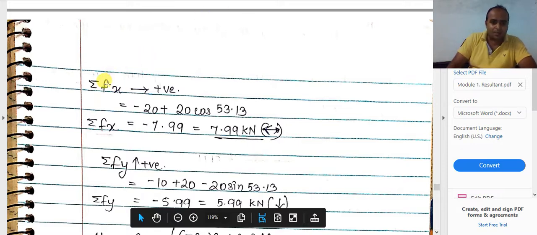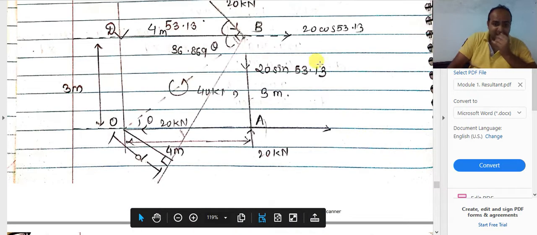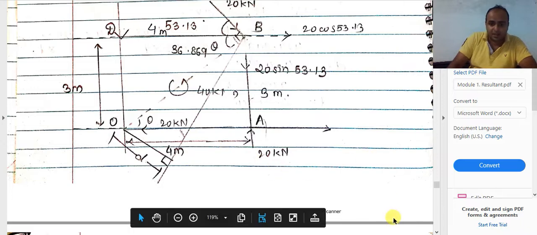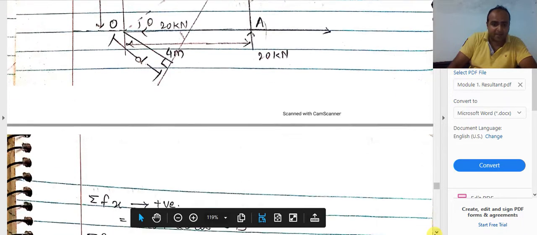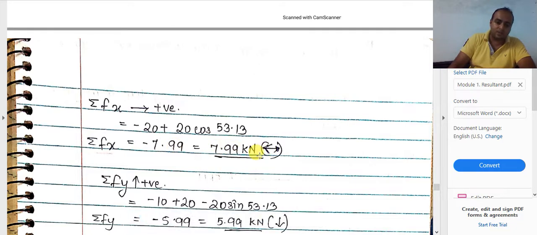Now the algebraic sum of all the forces in x direction, to be taken towards right as positive. If I see the FBD, I can see the forces acting only in x direction are 20 cos of 53.13 positive, minus 20 towards left. These are the only 2 forces which are acting. So minus 20 plus 20 cos of 53.13. The answer comes as minus 7.99, that is 7.99 kilonewton towards left.